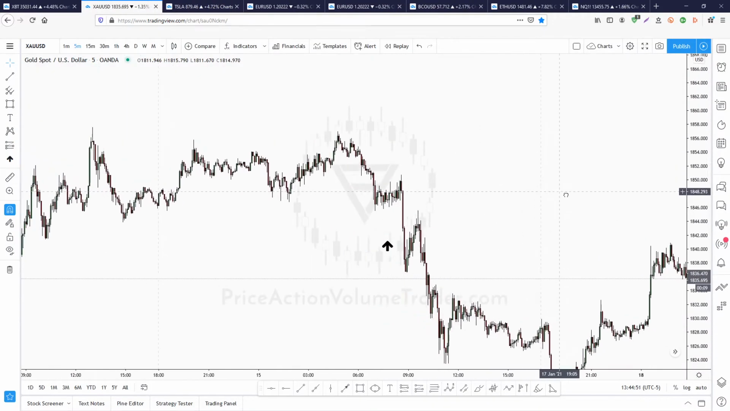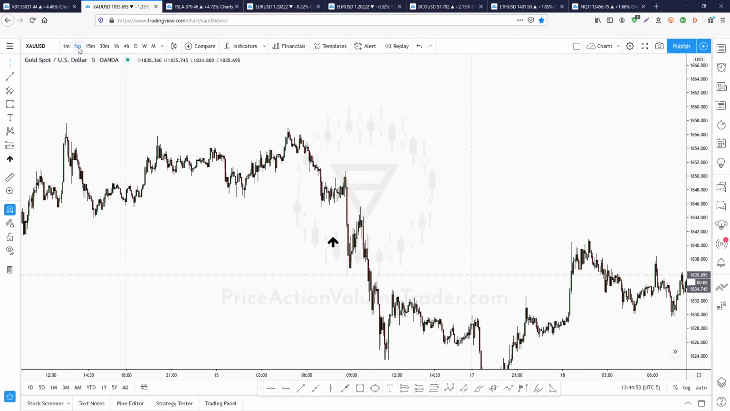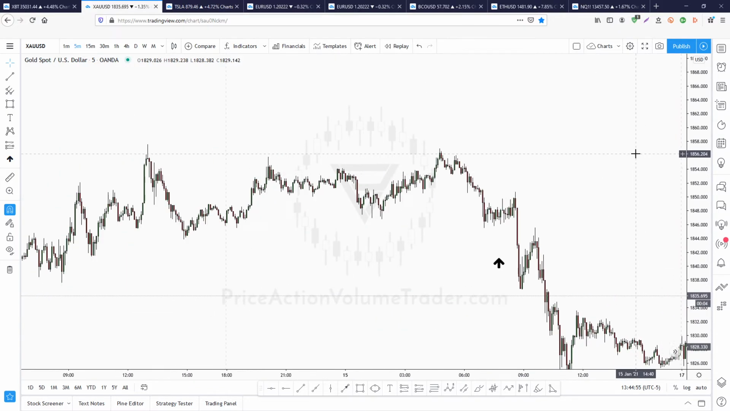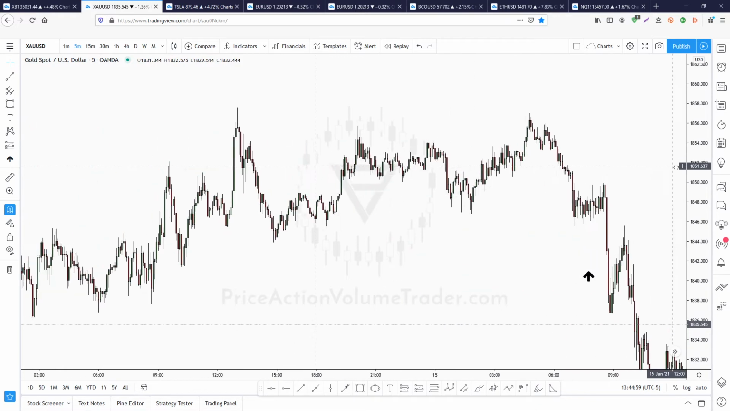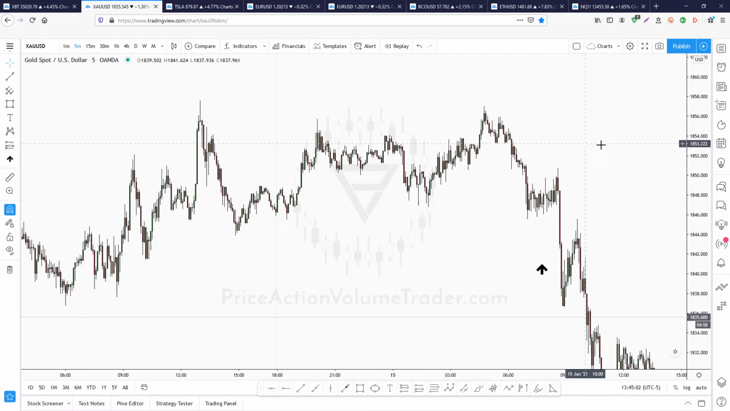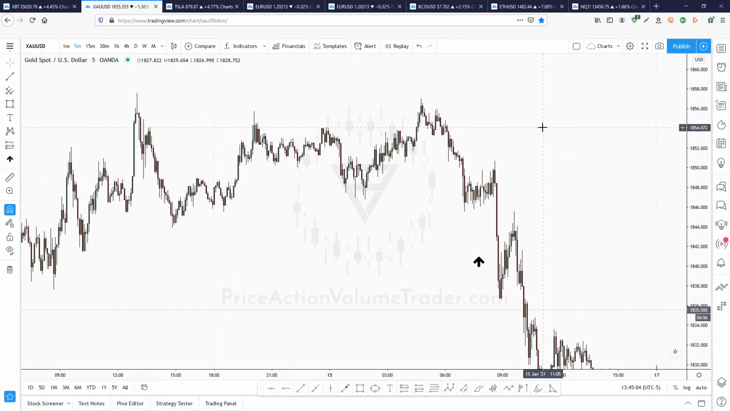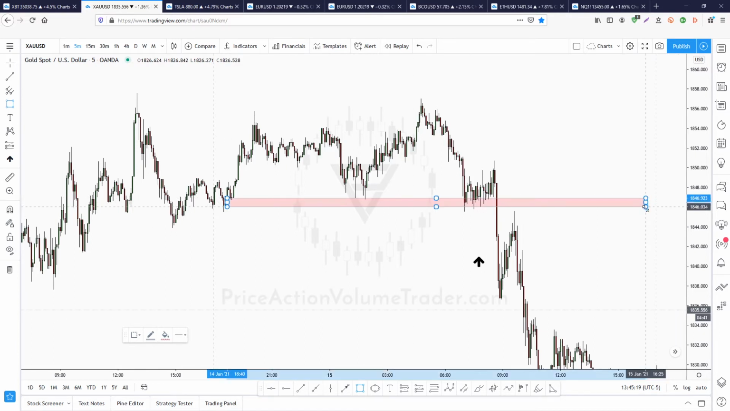Let's go see now an example here in gold. This is a 5-minute chart, so I wanted to show you that this is applicable even in very low time frames. And what do we have here in gold? Well, we can see very clearly here we have this whole area here that was strong support.